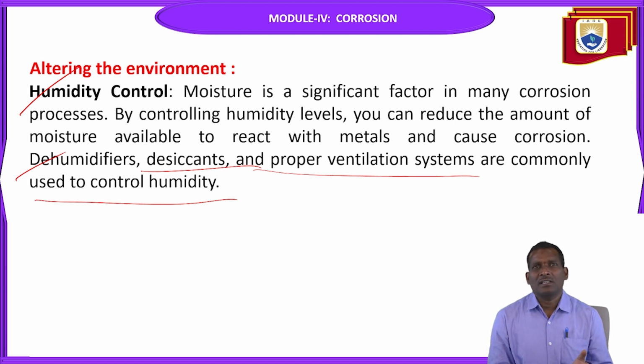So moisture is a main factor in many corrosion processes. Due to wet weather, the surfaces will be corroded. Whenever you control these humidity levels, you can reduce the amount of moisture available to react with the metals. Commonly used things to control humidity are dehumidifiers, desiccants, and proper ventilation systems.